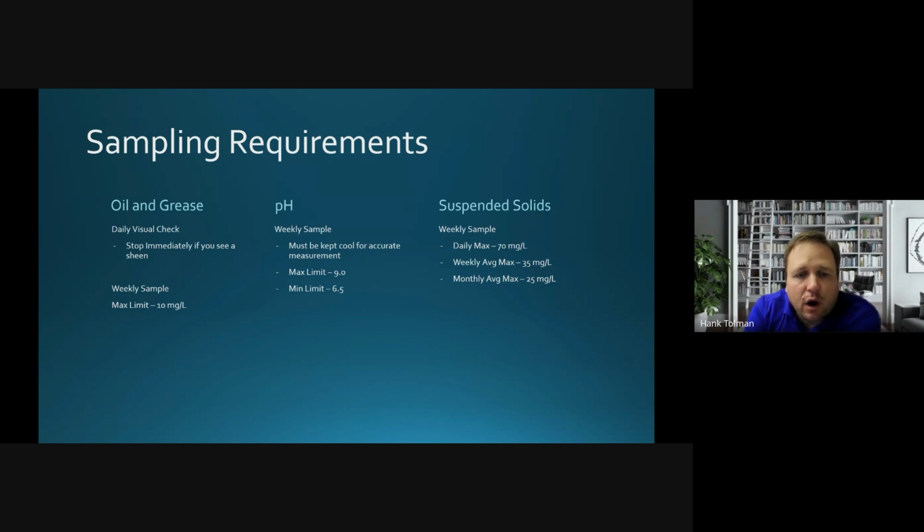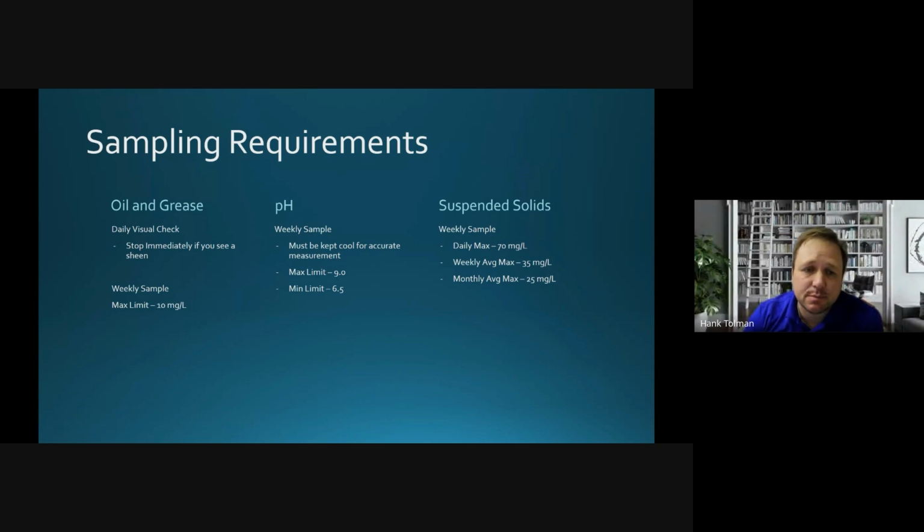Okay. All right. Next up is the weekly sampling. Weekly sampling that is required for the dewatering. There are three things. The first one, again, is oil and grease. Now, when you take the oil and grease samples, you're going to have to take it in a separate bottle from the other two samples.